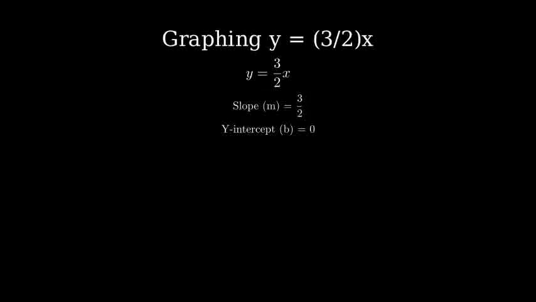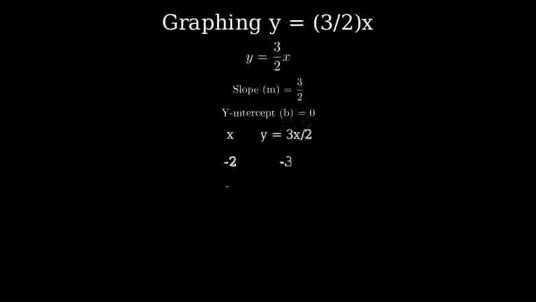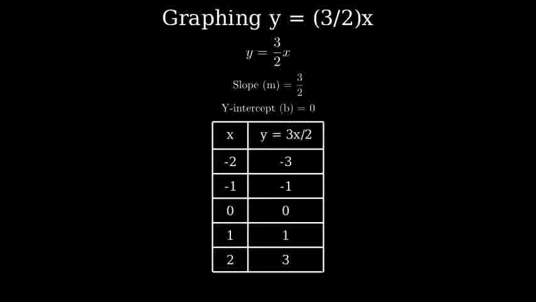Now that we have this information, we can set up a table of values to graph our line. Let's choose some x values and calculate the corresponding y values. This will give us some specific points that the line goes through. Let's now plot these points on a graph.